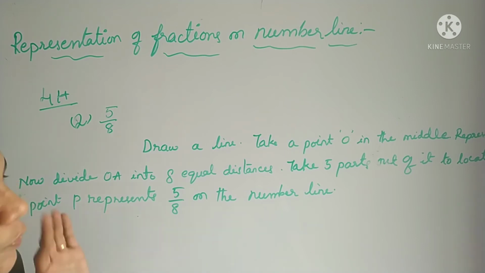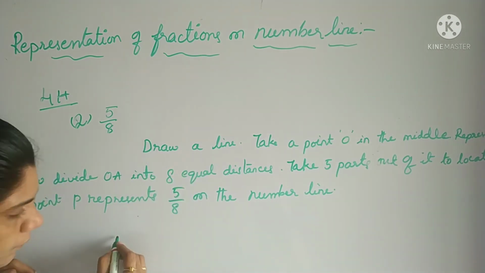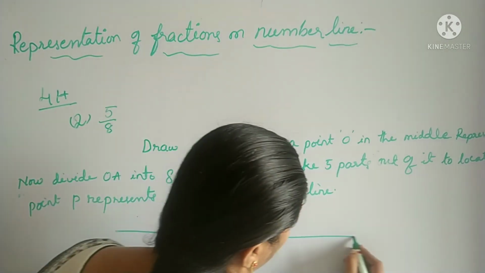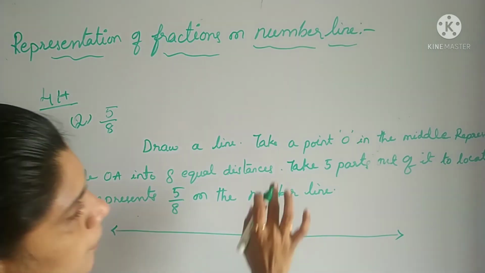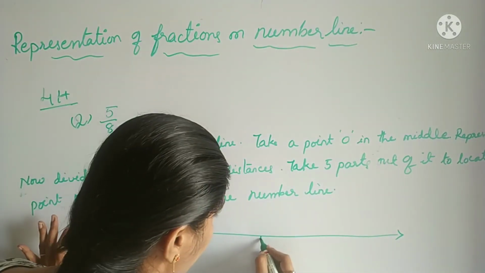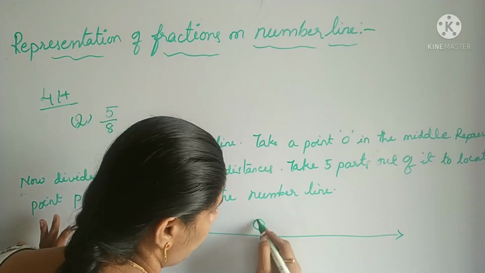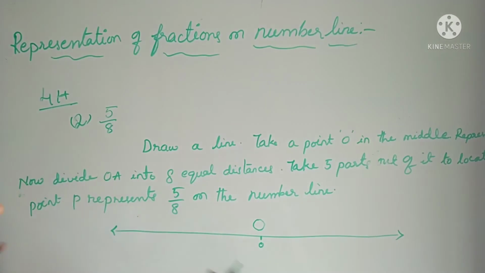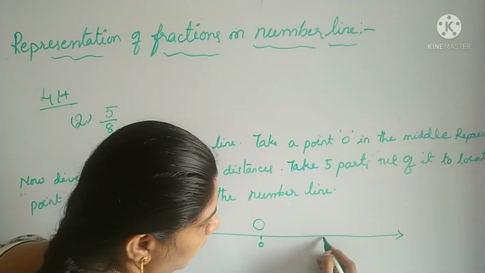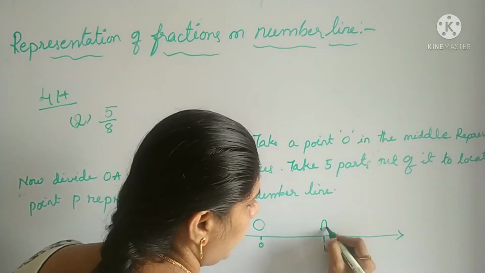So how to draw? First, draw a number line like this. I have drawn this one. Take a point O in the middle, so this is our 0. I will represent this one with O. And after that represent 1 as A.